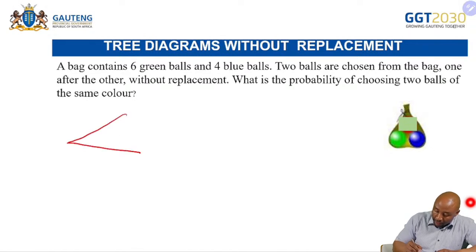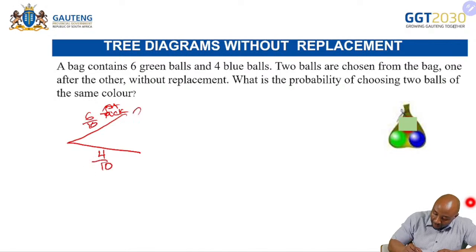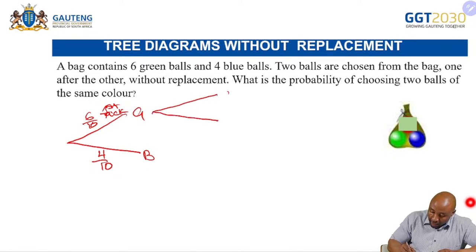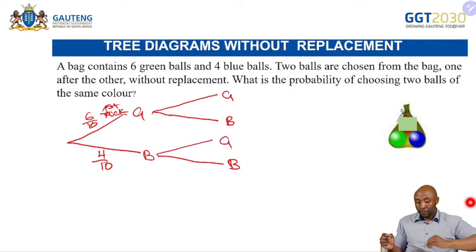Remember, we said first pick. Our sample space, 6 green, 4 blue. Our sample space is 10. So 6 over 10, 4 over 10. That is our green, that's our blue. When we do the second pick, I can still pick green or blue. If my first one was blue, I can still pick green or I can still pick blue.